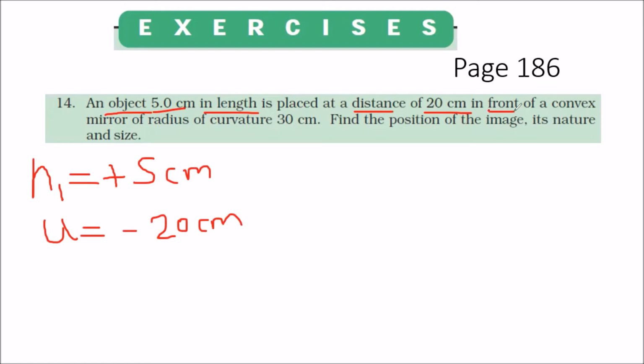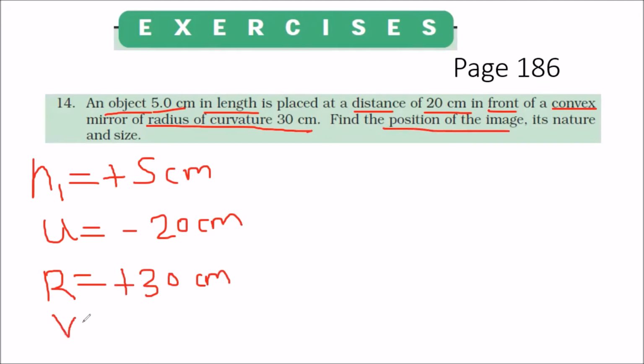Going ahead, it says it's placed in front of a convex mirror of radius of curvature. Small twist here, it's not focal length, it's radius, and it's of a convex mirror, so it's going to be 30 centimeter, and because it's convex, it's positive. It says find the position of the image, which means we have to find v, and it says find the nature and size, which means we have to find magnification, and we also have to find the size of the image, which means we have to find the height of the image as well. So half of your work is done. After that, we have to just use the formula.